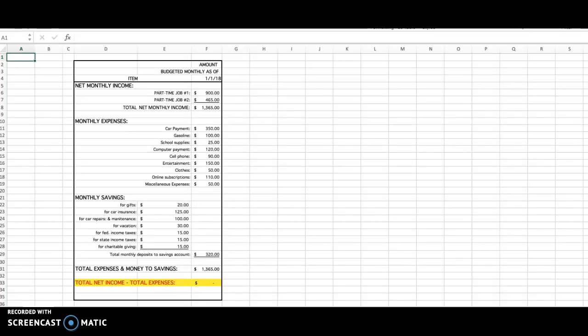The next step for anyone who wants to manage their money wisely is to put together a personal budget. That's what we'll be talking about today and in the next several assignments. On your screen, you see a very simple personal budget. We'll be looking at that in a bit more detail later.